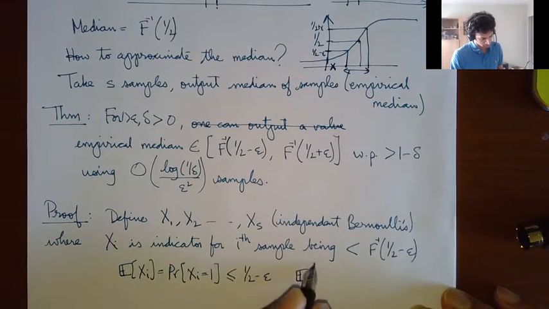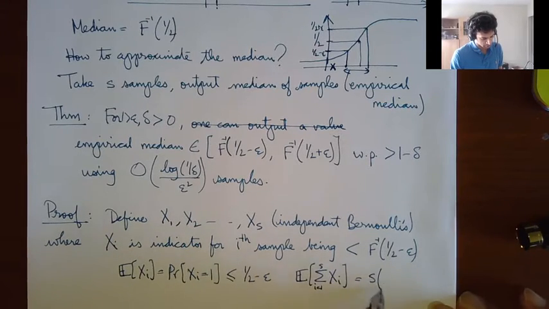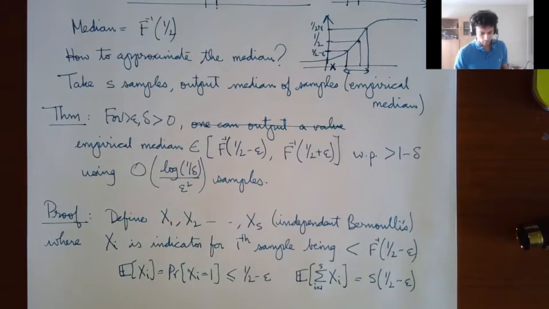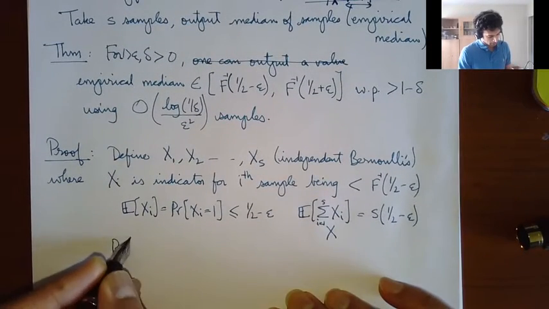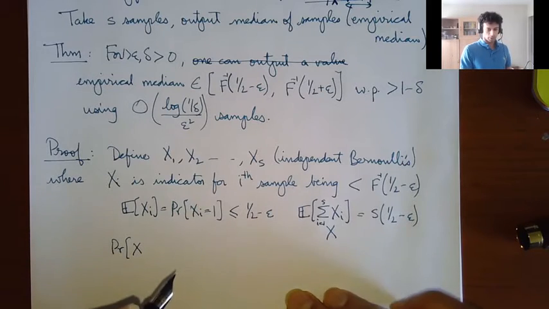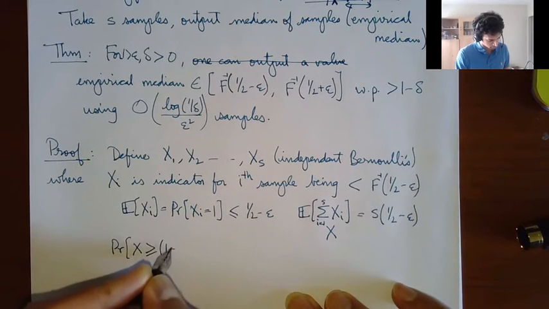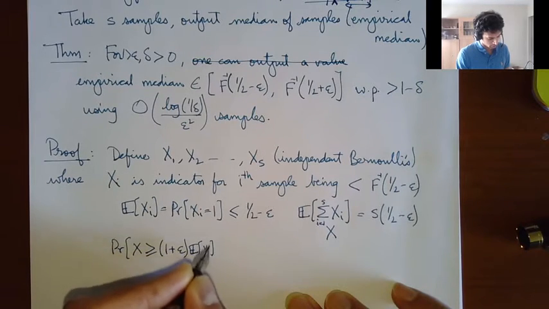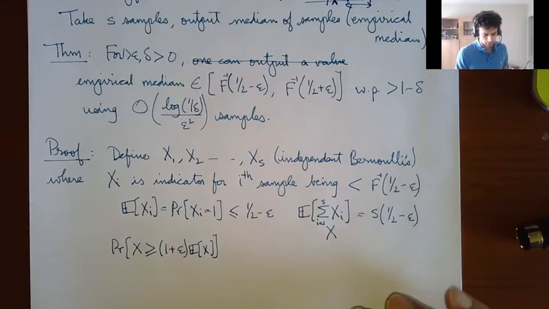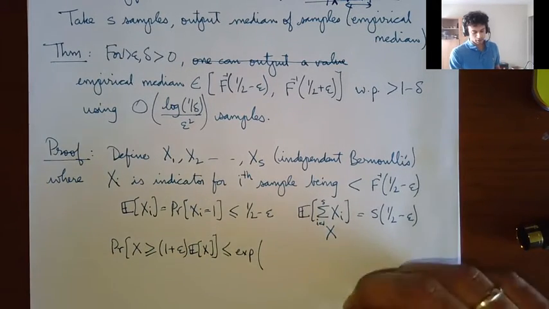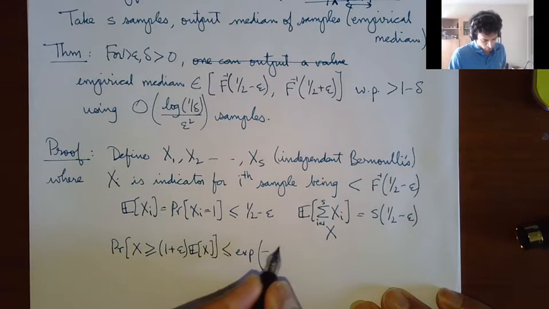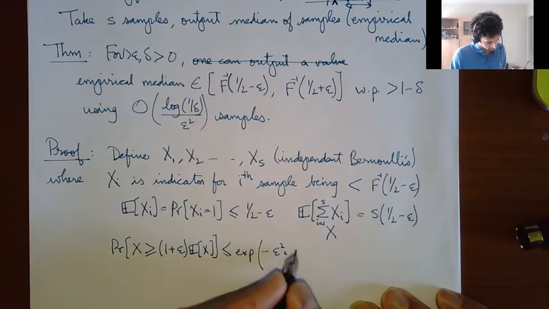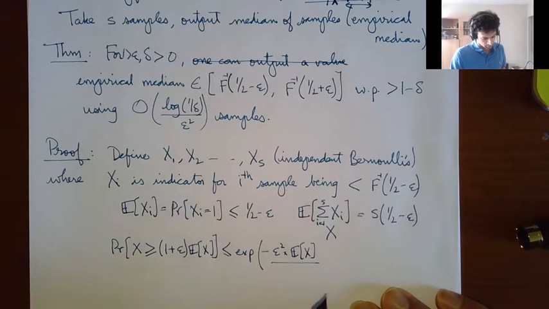Okay, so what is the expectation of the summation of xi's, i going from 1 to s? This is s times half minus epsilon. Okay, so again, let me call this capital X. Now let me apply the multiplicative Chernoff bound: what is the probability that X is greater than 1 plus epsilon times the expectation? This is just plugging in the bounds as is: epsilon squared times the expectation divided by 3.